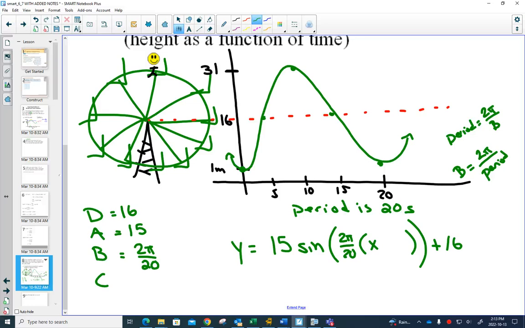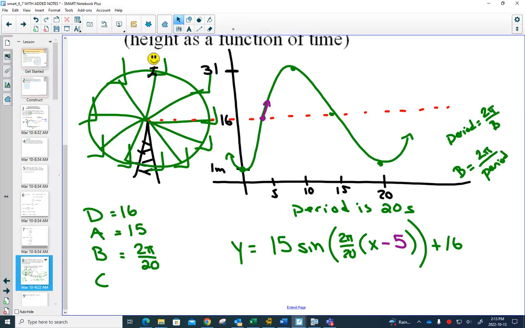Where does a sine graph normally start? On the center line, going up. Where do we have on the center line going up here? Right there. And I'll do it in purple. Can you see that that is a shift of 5 to the right? So I would write in purple minus 5.